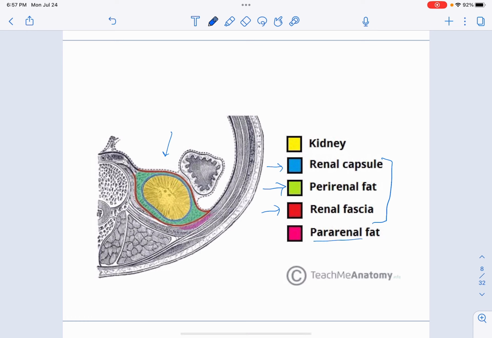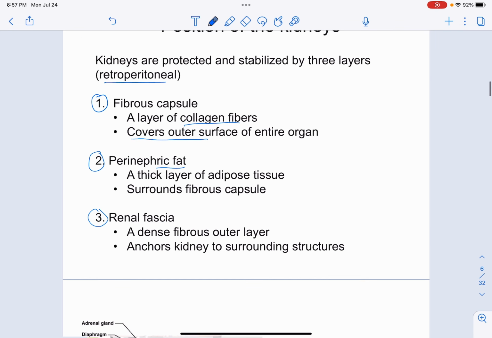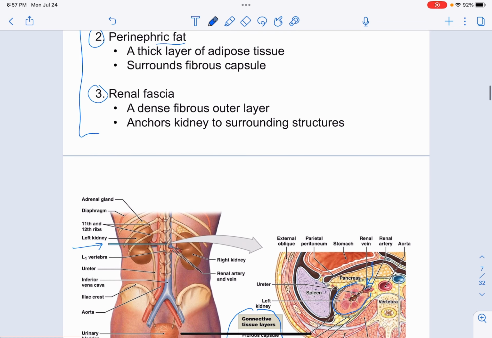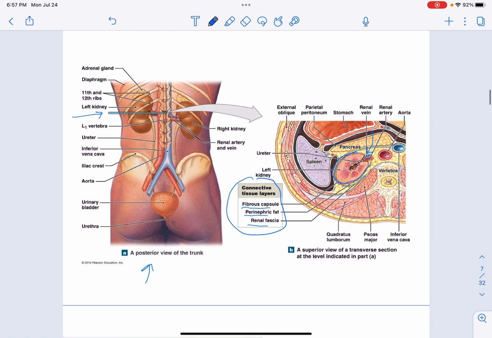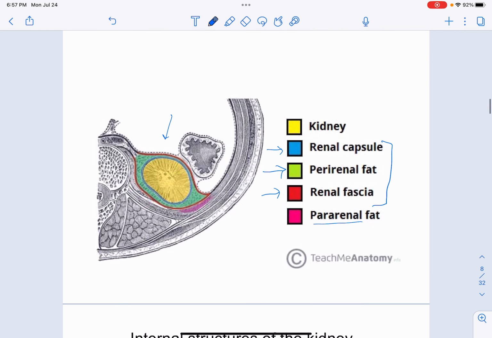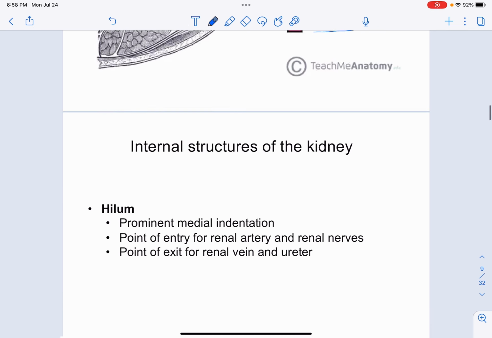There's also some more renal fat, so pararenal, like outside of that area. There's also some more fat that kind of encompasses the kidneys to secure them in their position. But I really want you to know these 3 layers are what is helping stabilize the position of the kidneys, okay? I felt like this just gave you a little bit more detail because it was closer up and color-coded.